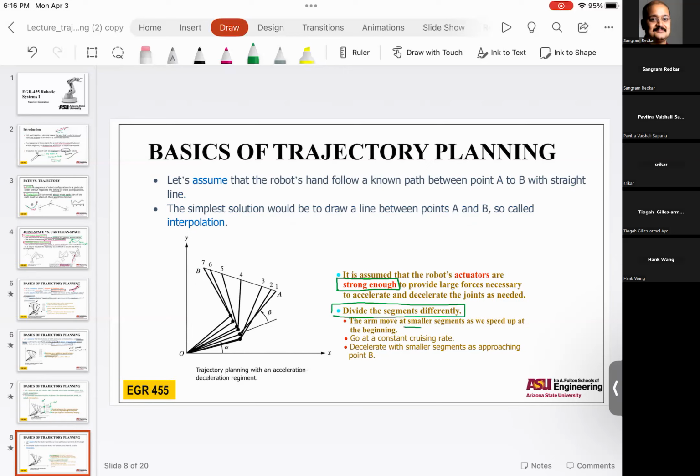And then what we do is the segment will move small, and then we will have a constant cruising rate. And then we are going to have smaller segments as we are reaching the destination. So this is something very important, because when we are trying to perform a trajectory operation, we have to be careful about approach and descent. So basically, we want to make sure the transition from one phase of the trajectory to the other phase of the trajectory is smooth.